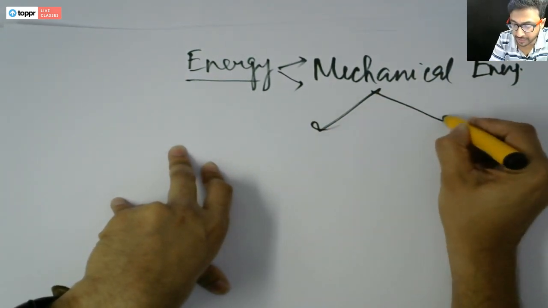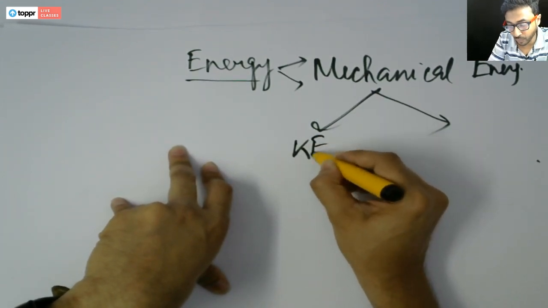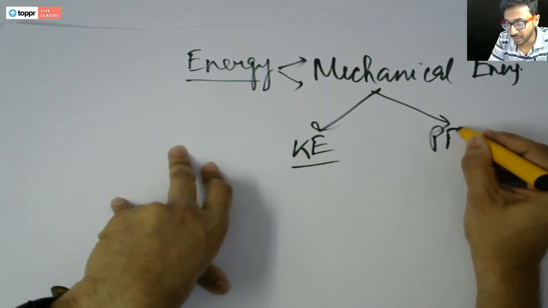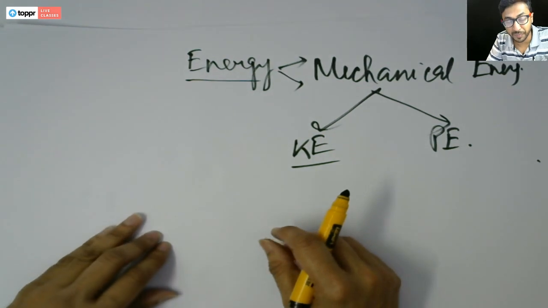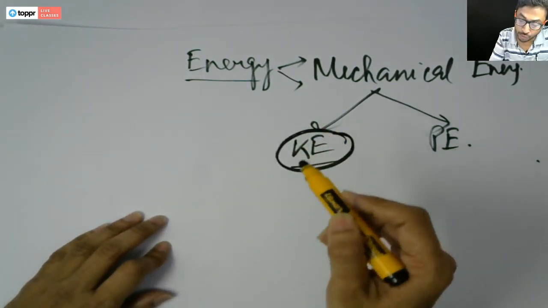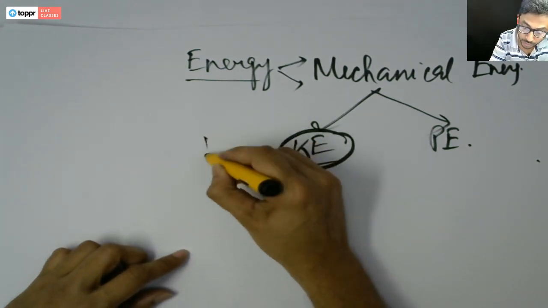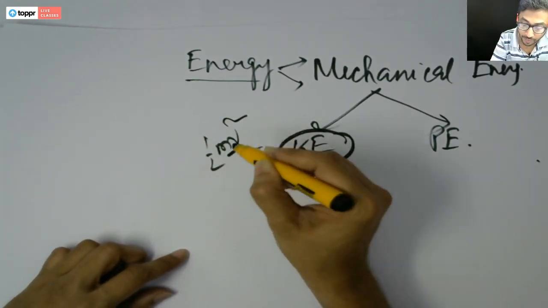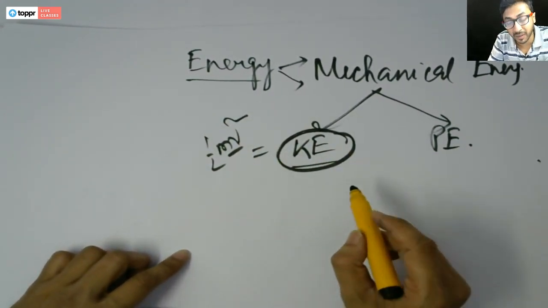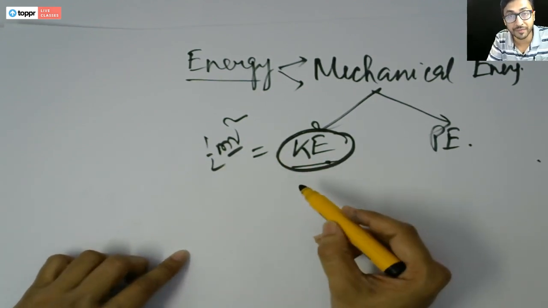And in mechanical energy, one is kinetic energy, one is the potential energy. Now, the formula kinetic energy equal to half mv square. But how do we deduce that? From where do we get this? Kinetic energy equals to half mv square.